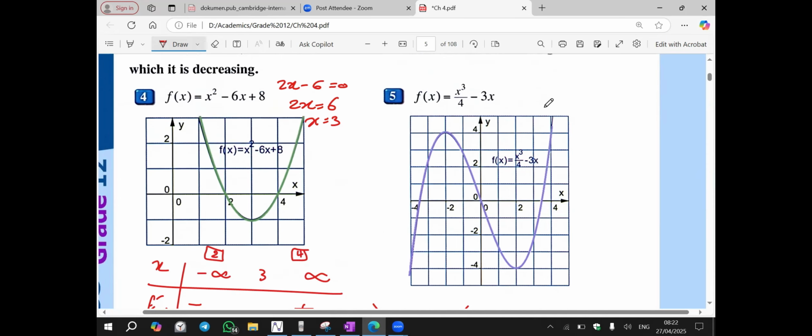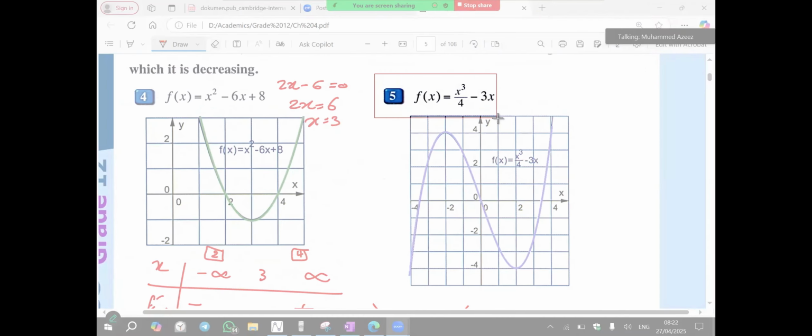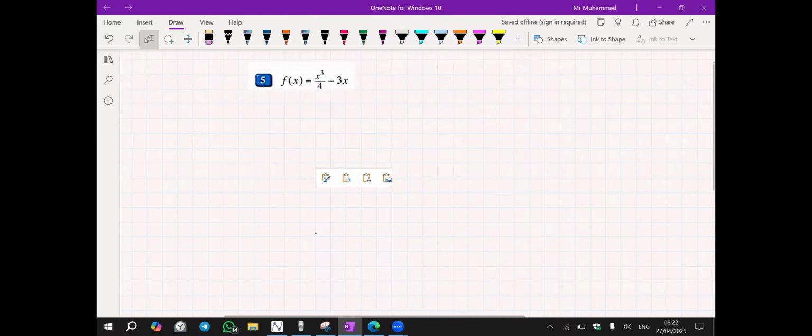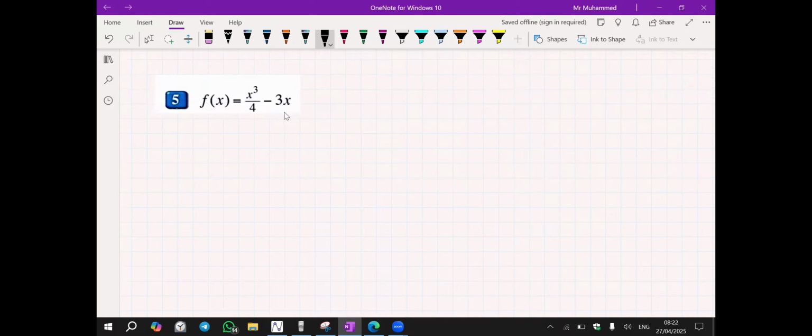This one, with x to the power 3, has two local extremums. Let's solve this one actually. To find intervals of increasing, decreasing and local extremums, we begin with the derivative. F prime of x is equal to, this 4 stays the same, the derivative of x to the power 3 is 3x squared, minus the derivative of 3x, which is 3.